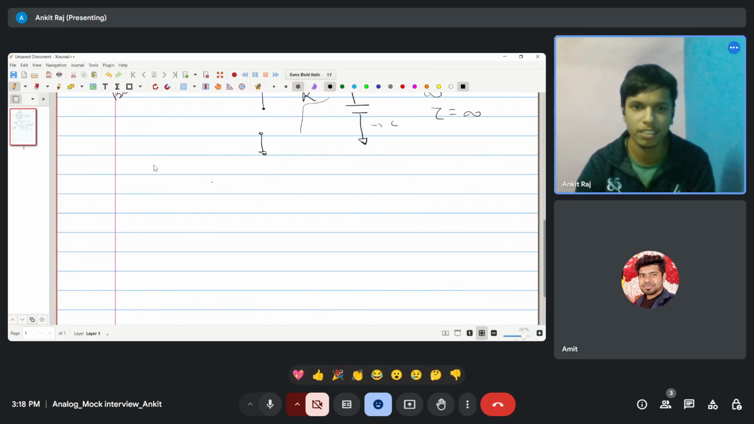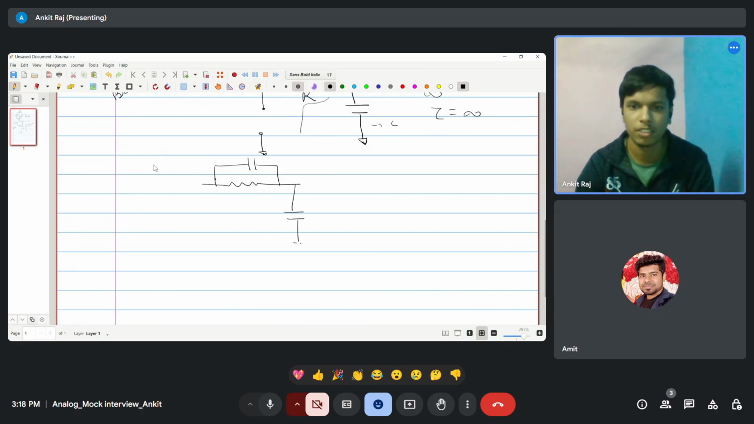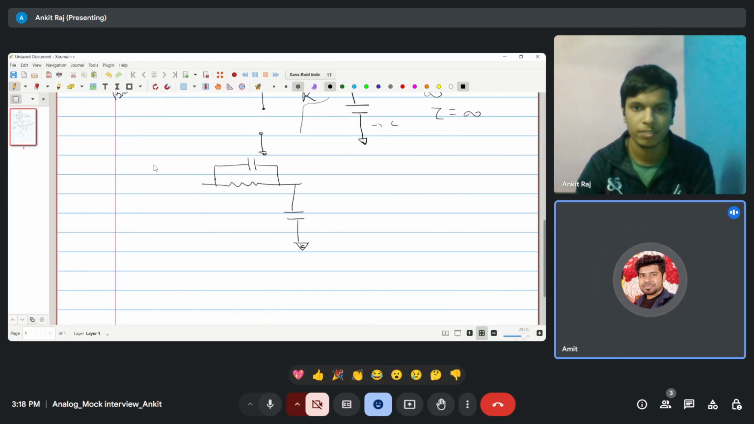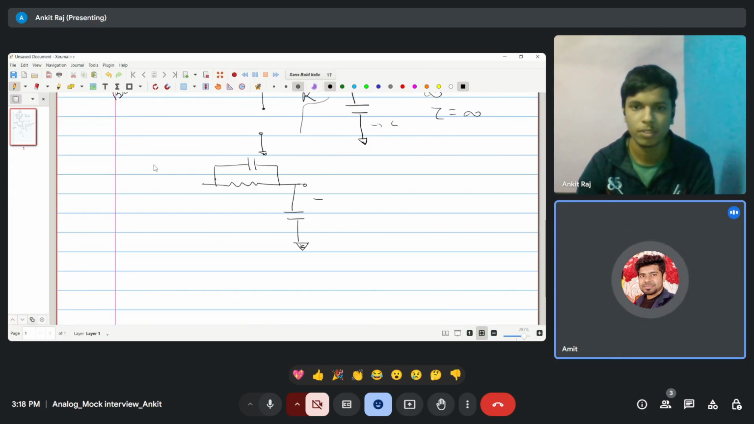Oh, sir, like this. Same circuit with a resistance. Let's say both of the capacitors are initially charged to some voltages. Let's say the output capacitor was at 2 volt initially.